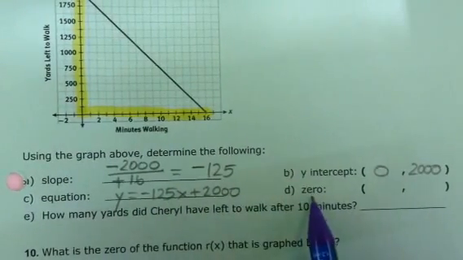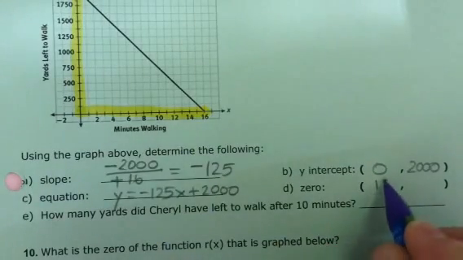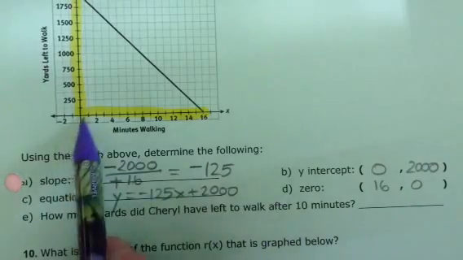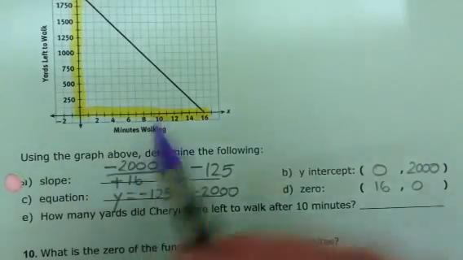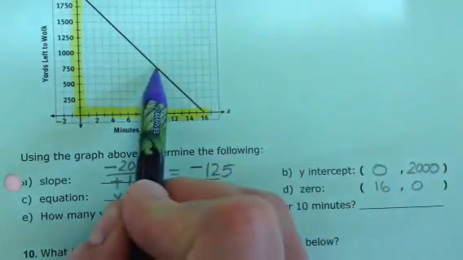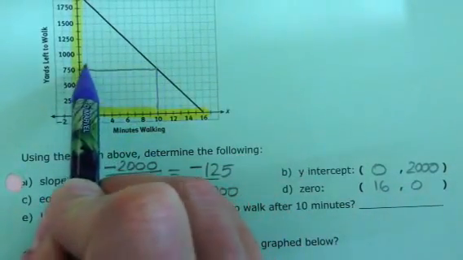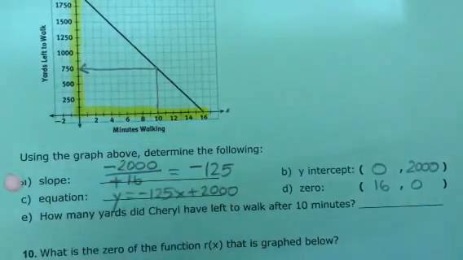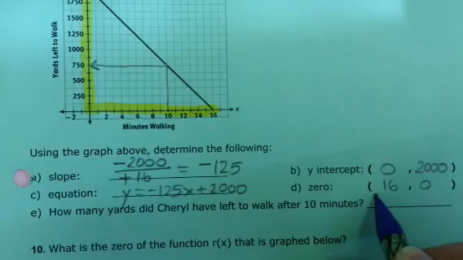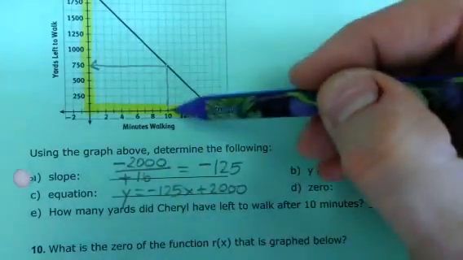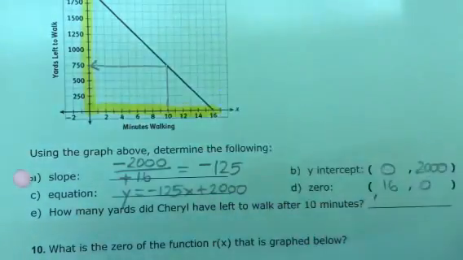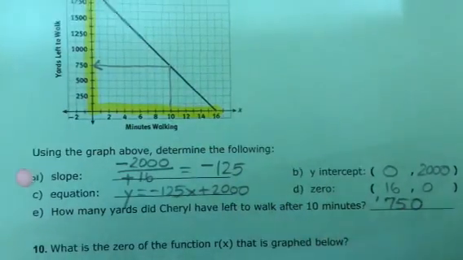The 0 is the x-intercept, so I look right there. The x-intercept is going to be (16, 0). How many yards did Cheryl have left to walk after 10 minutes? So go to your graph at 10 minutes. Go directly up to the line. When you hit the line, take a left until you hit the y-axis. What number is that? That is 7. Oh, I'm sorry, that's after 10 minutes. How many yards did she have left to walk? Yeah, she had 750. I'm sorry. Thought I was reading it backwards.